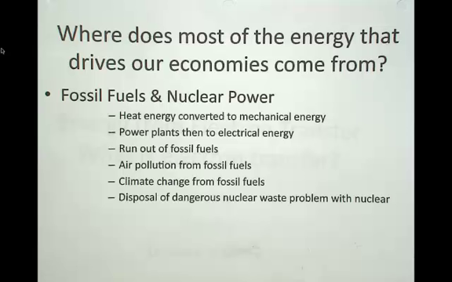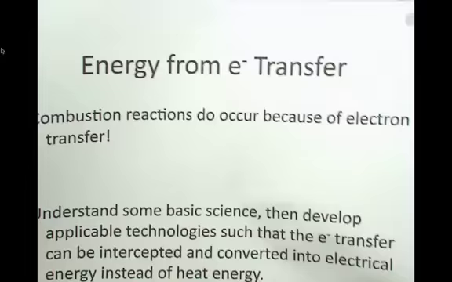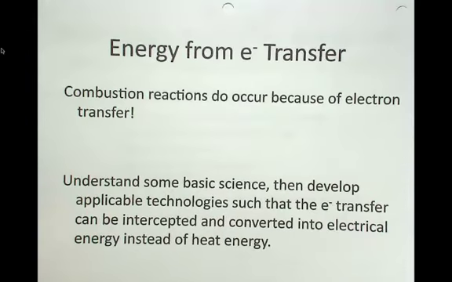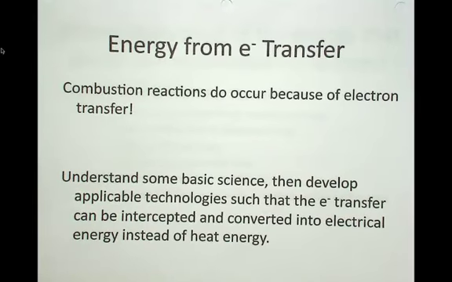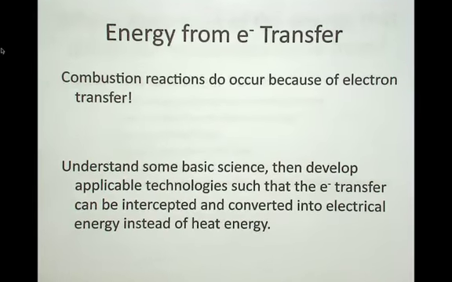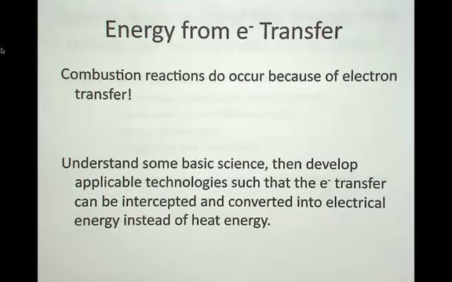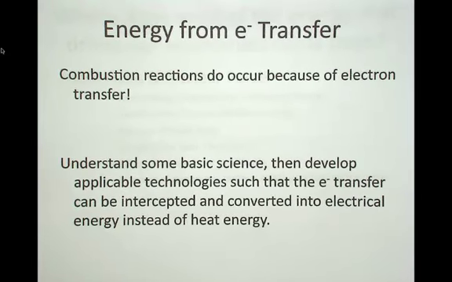And then also, of course, with the nuclear power, although we don't have the air pollution issue or the carbon dioxide issue, we do have the issue with the waste, how to deal with the nuclear waste. So obviously, the way we're doing things is not sustainable. So we're going to spend a little time here understanding how scientists and engineers have developed newer, cleaner, better ways of harvesting energy. And we're going to focus again, like I said, on this concept of electron transfer this unit.